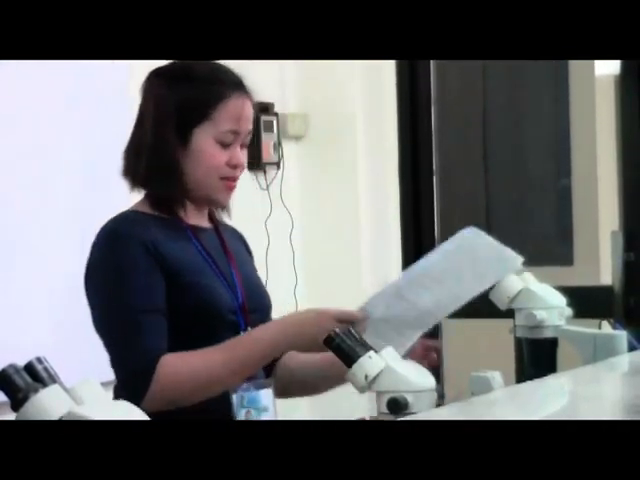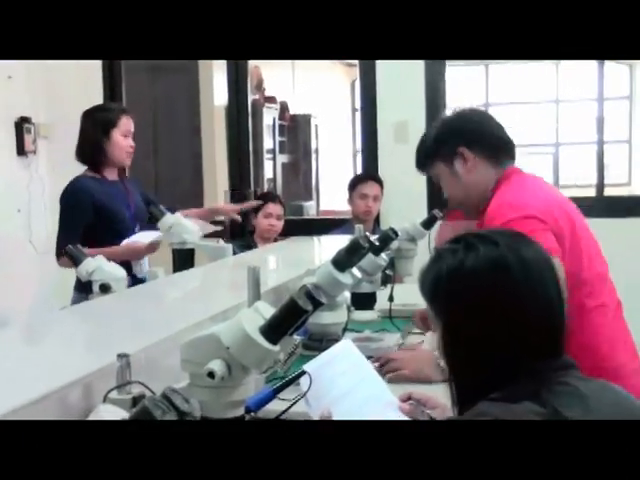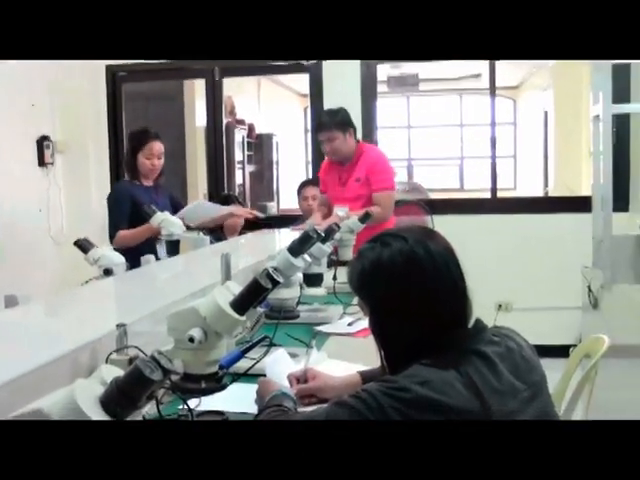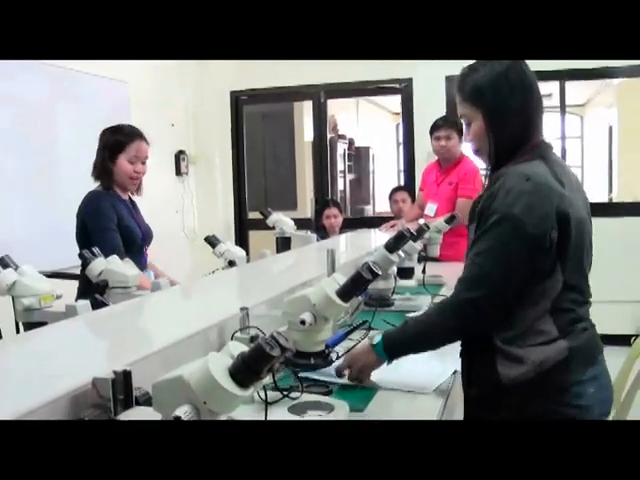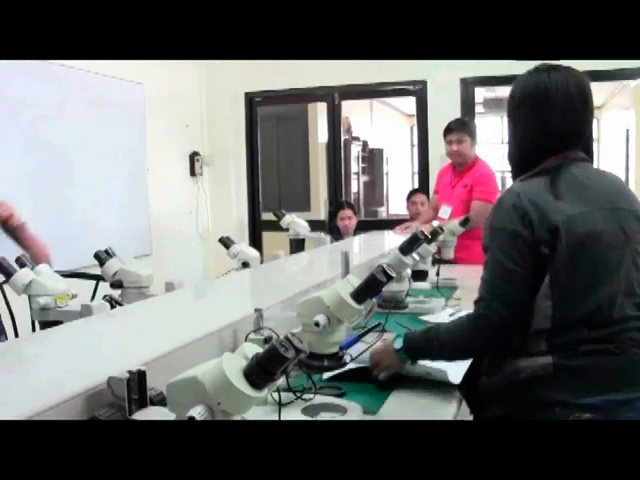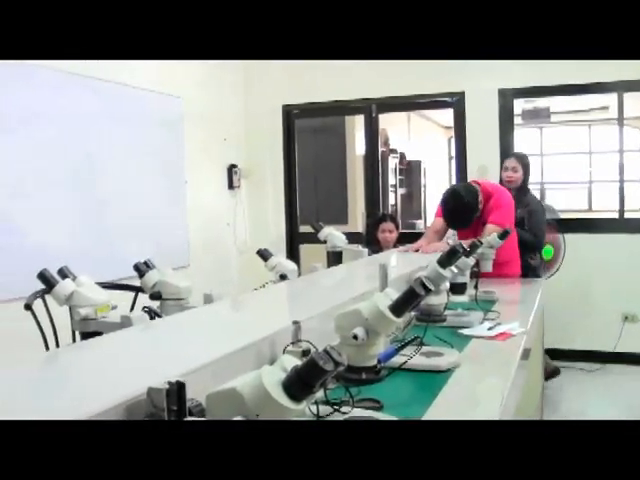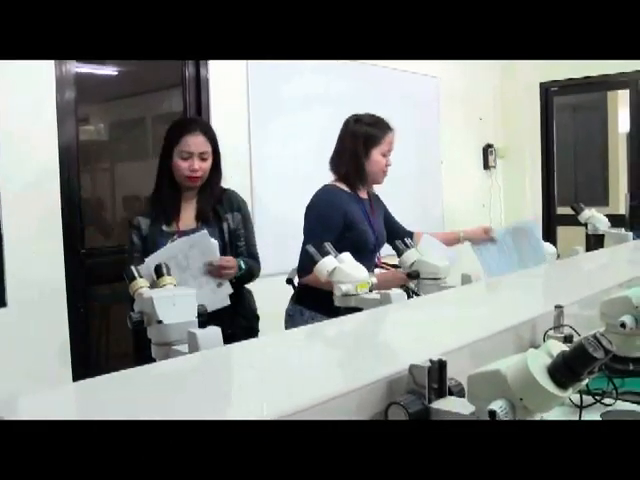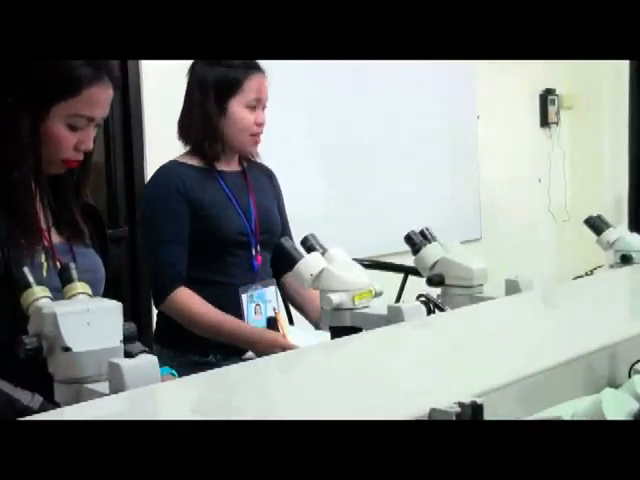Okay, let's start. Candidates number 1 to 5, please proceed here in your working area to prepare the soft roll, which is the COC1, the bread making. And candidates 6 to 10, please proceed to your working area for the COC2, which is cake making. Okay, you may start now.